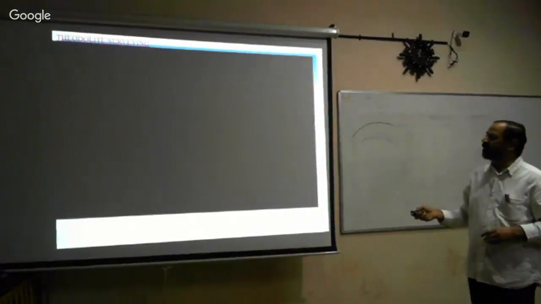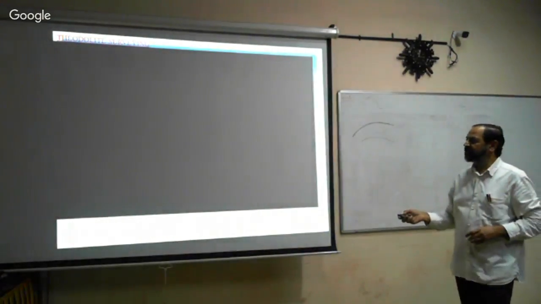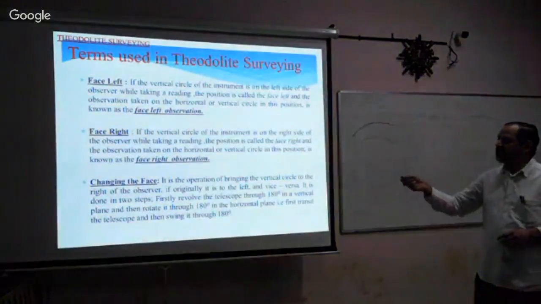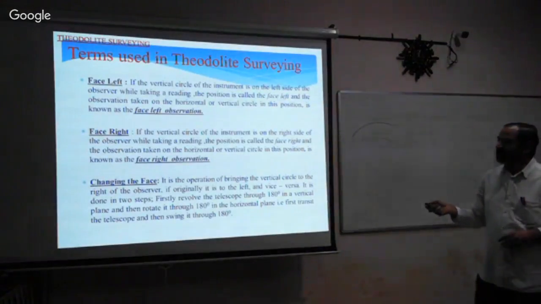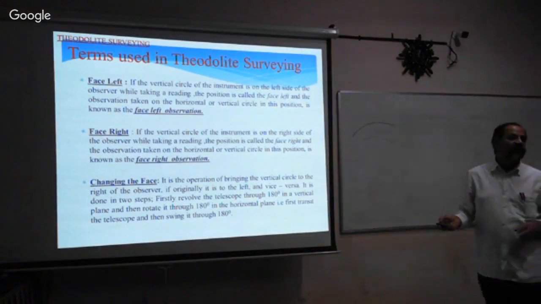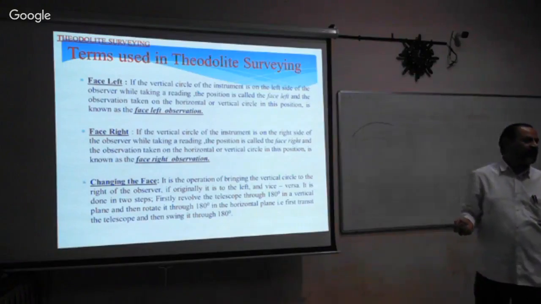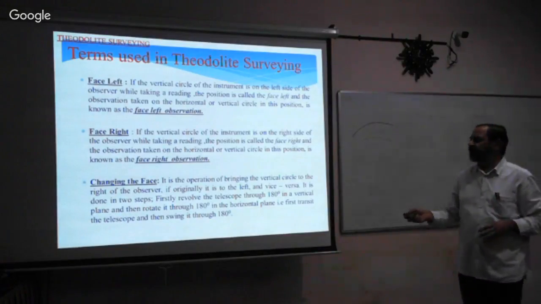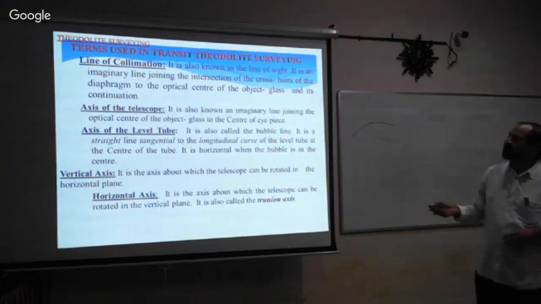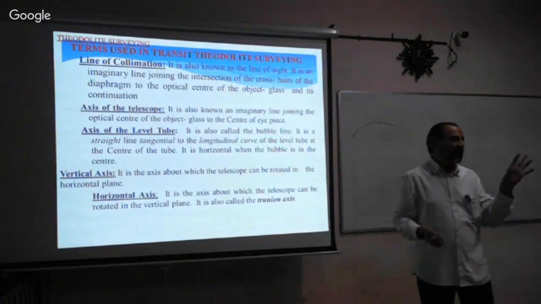I think we have seen this now. Last class also we have done that. That is the phase left, phase right, changing the phase. Now these are the few terminologies, technical terms used in theodolite survey, isn't it? And then the fundamental axis of the theodolite.